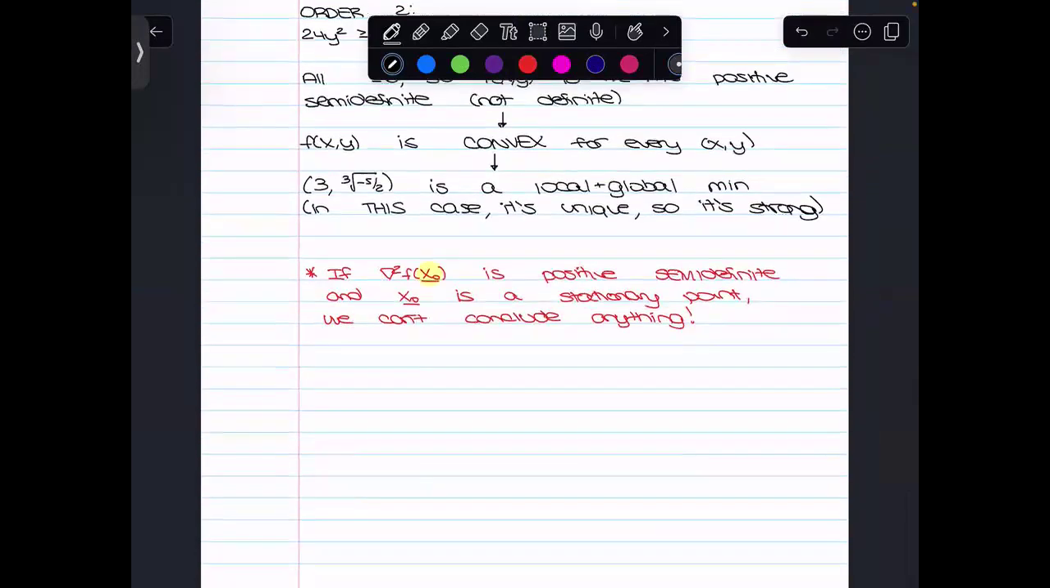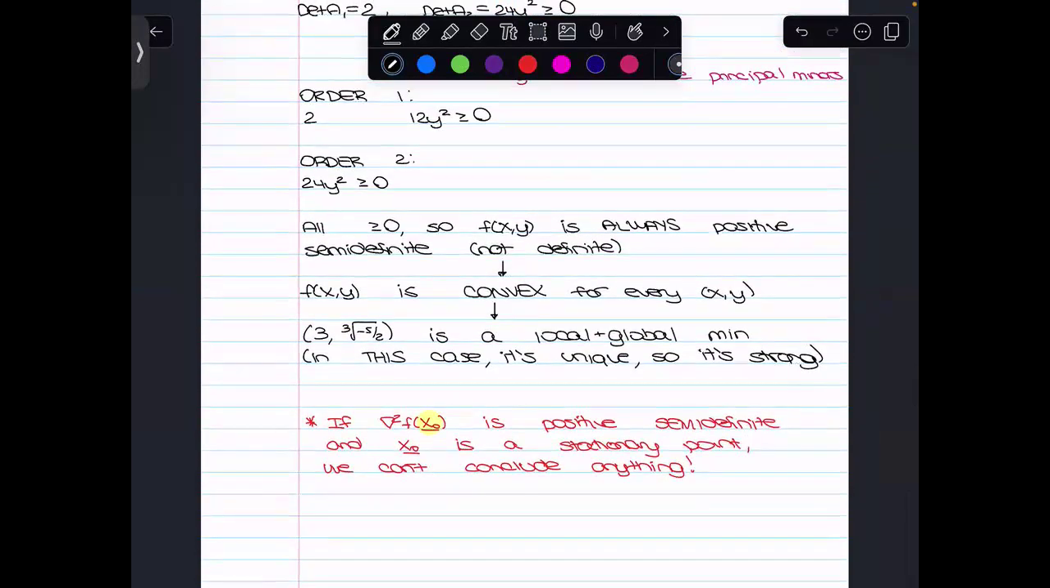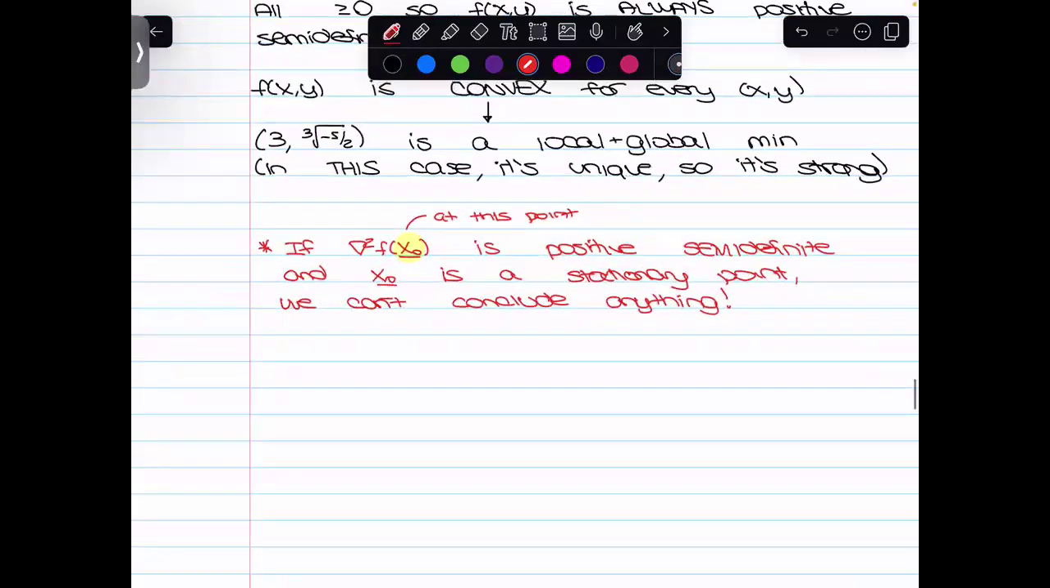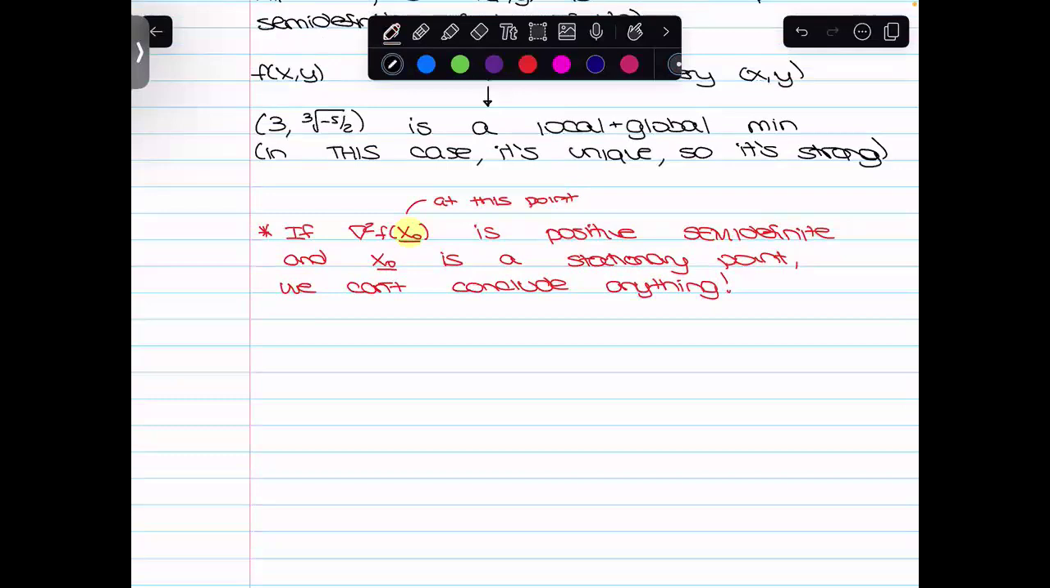Yeah, like if the Hessian at x0 is semi-definite, can we say it's a local minimizer or no? No, because that's what I was saying, we have to look also at the Hessian in general. We have also to look at the Hessian in general, not only at point x0. Exactly. Okay.